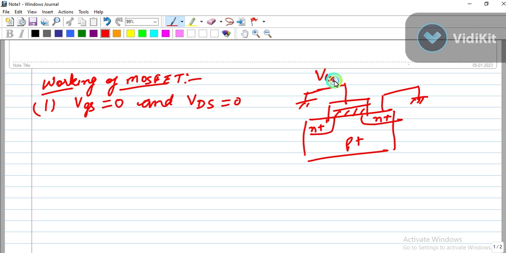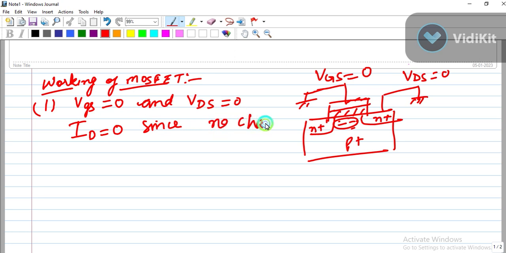Since VGS equals 0, there will be no charge formation here. Okay, no charge will form here, so there will be no current. So ID equals 0, since no charge is formed in the channel.